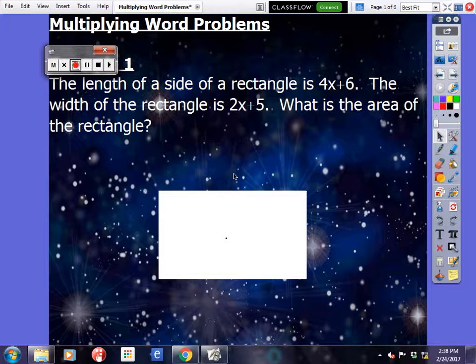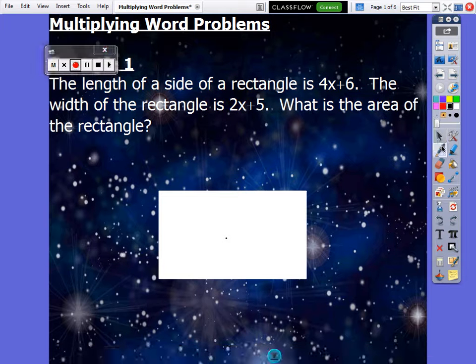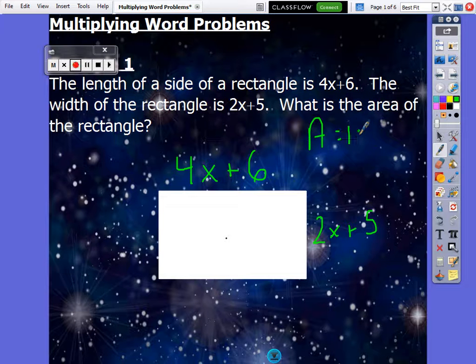In order to do this problem, I suggest that you draw a picture. So I have a rectangle below, and I'm going to label my length and my width. So my length is 4x plus 6, and my width is 2x plus 5. The question says, what is the area of a rectangle? In order to find the area of a rectangle, you multiply length times width.